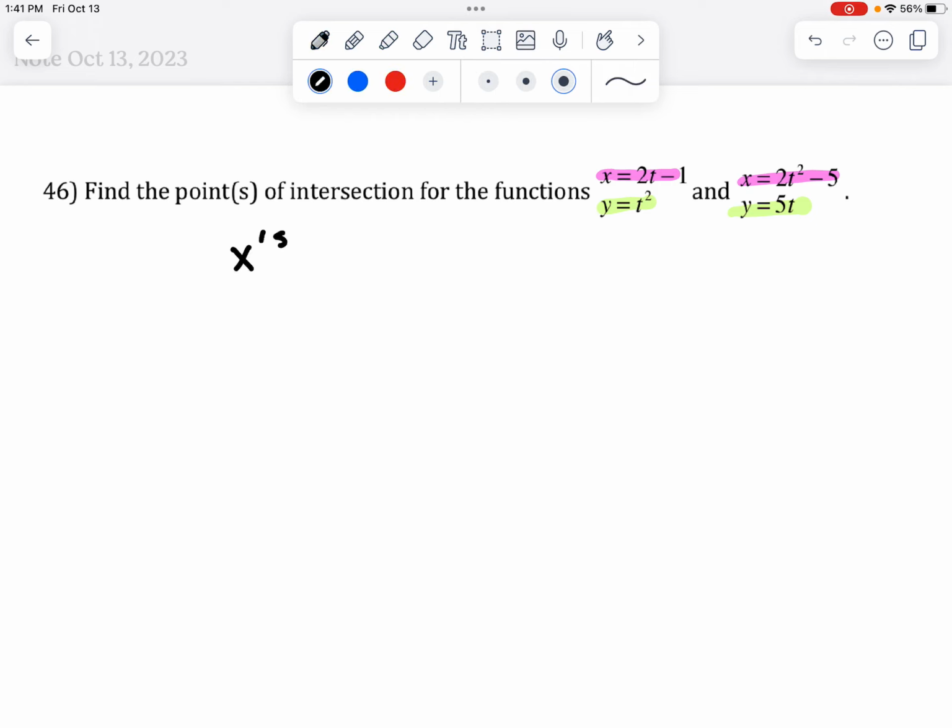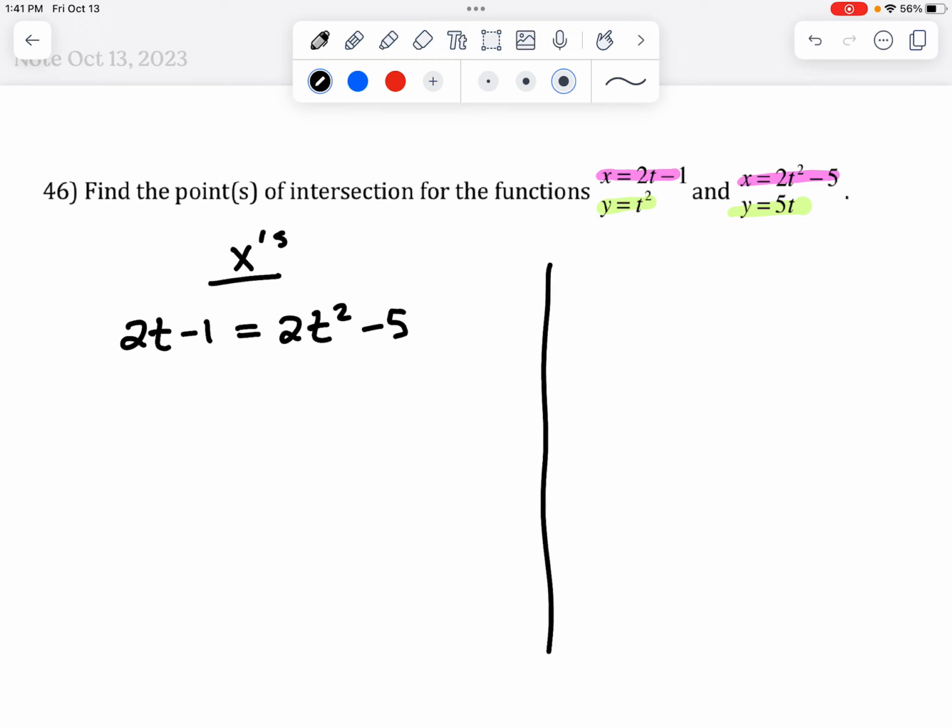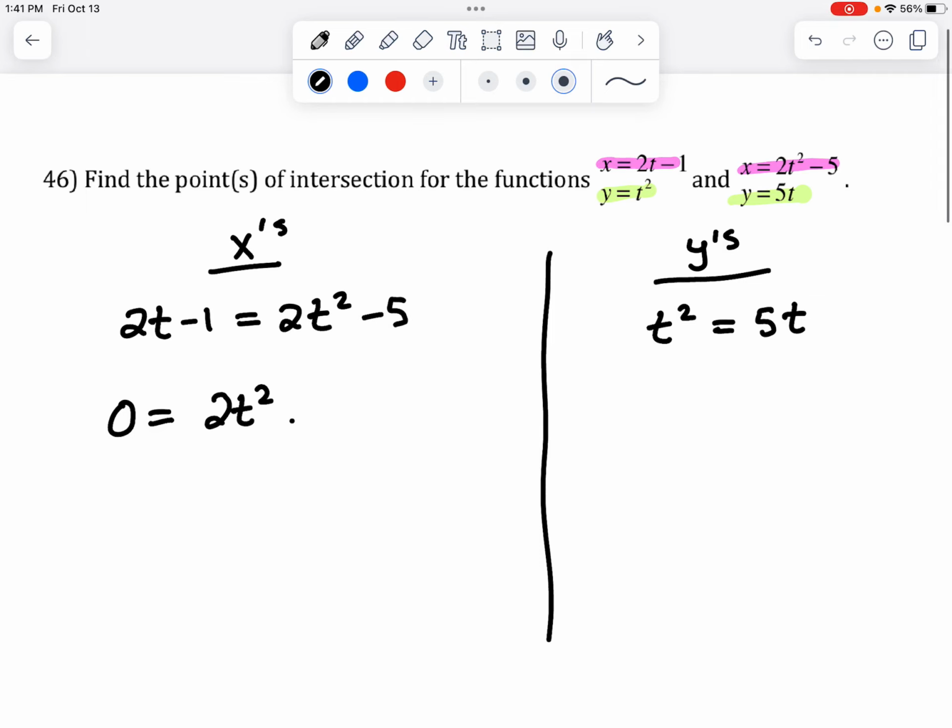So this is what happens with the x's. We would have 2t minus 1 equal to 2t squared minus 5. And then for the y values, we would have t squared equal to 5t. And then for the x's, I could move everything to the right side. So there would be 0 equals 2t squared, and then subtract 2t from both sides and add 1.